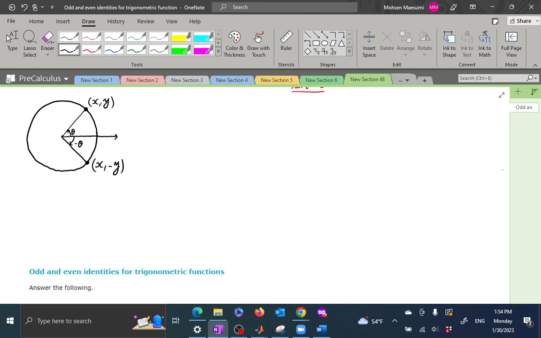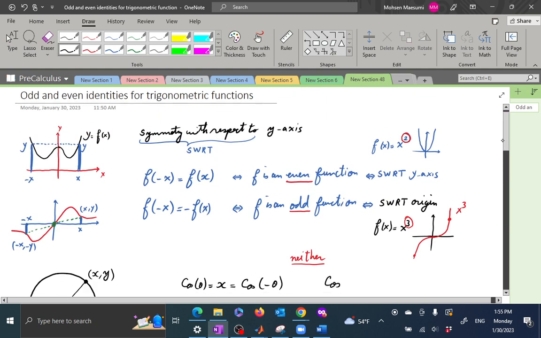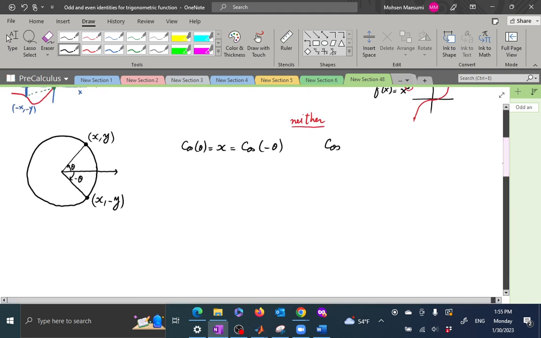So remember, cosine of theta was x. You notice in this picture that that is the same as cosine of minus theta. They are sharing the same x coordinate. For this reason, cosine, according to the explanation that we had here, even function was when the argument flips to its opposite sign, the value of the function does not change. That's what happened here. We went from theta to minus theta. We say cosine is even.